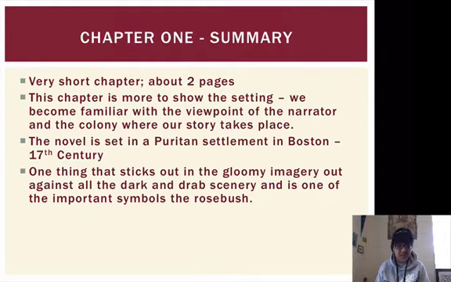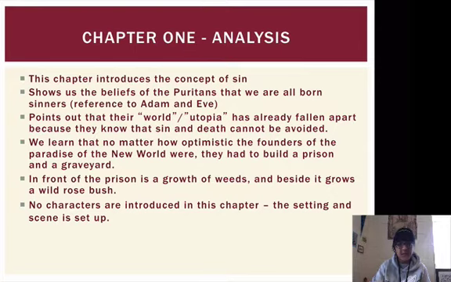It's the 17th century. One thing that really sticks out in this gloomy imagery, this dark and drab scenery in these first 2 pages, is this rose bush. Other things that this chapter does, it introduces the concept of sin. There's a reference to Adam and Eve.